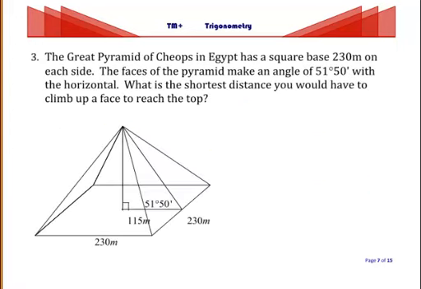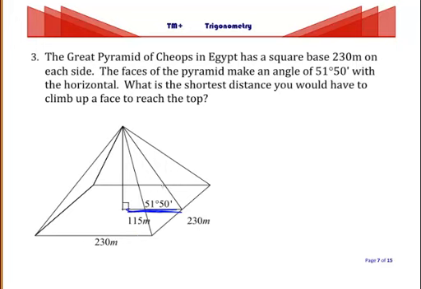Next, the Great Pyramid of Cheops in Egypt has a square base 230 metres on each side. The faces of the pyramid make an angle of 51 degrees 50 minutes with the horizontal. What is the shortest distance you would have to climb up a face to reach the top? Well, if you're not great with geometry, luckily there's a picture here, so you don't have to try and interpret everything. It does explain that the right angle triangle, that this side here splits the square in half, so it's 115 metres, so half of 230.